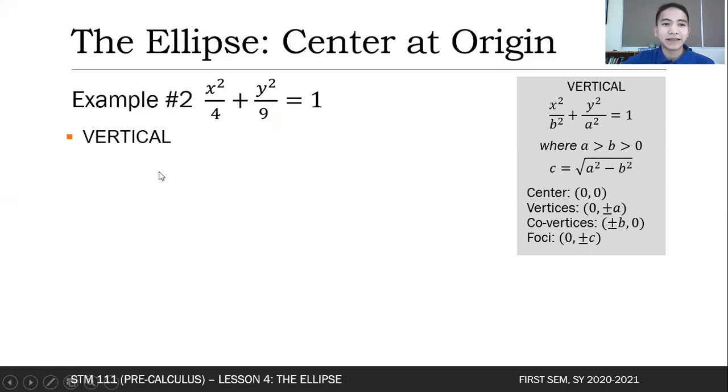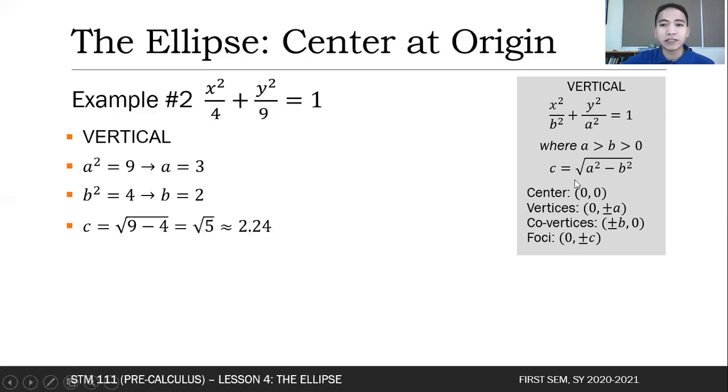Okay. So dahil 9 ang mas malaki, yan yung a squared, which means a is 3. Yung mas maliit na denominator, that is 4, which means that is b squared, which means b is 2. And to find c, you can just use this formula. That is approximately 2.24. So gagamit tayo ng 2 decimal places for this one. Kasi graphing naman ang gagawin natin dito.